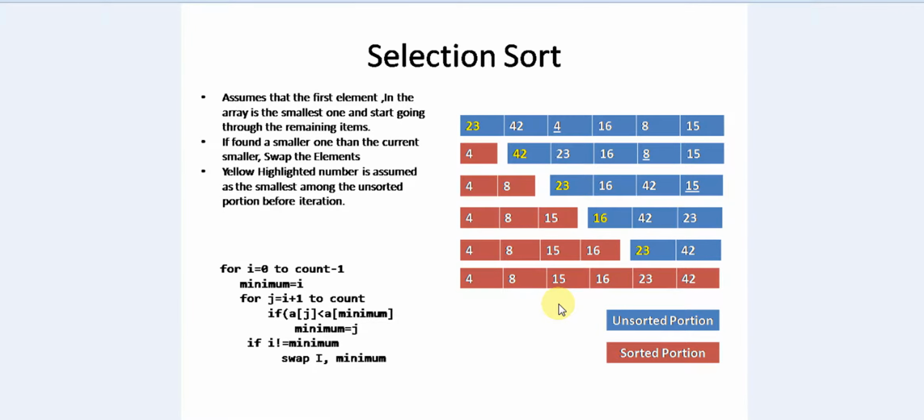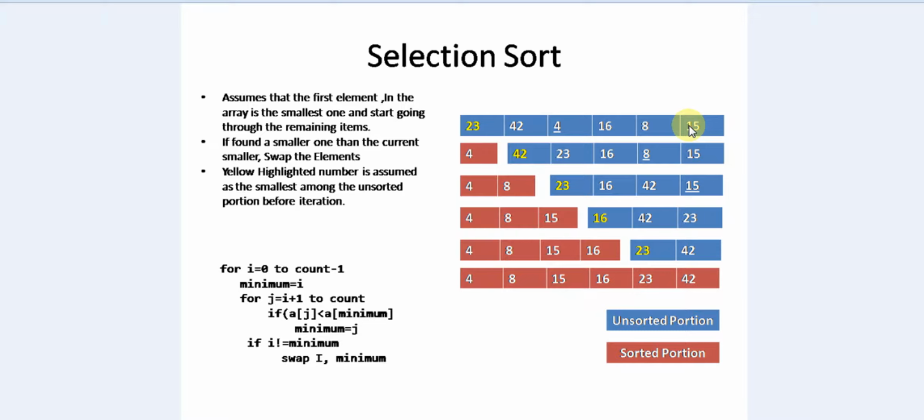Hey everyone, today I'm going to explain the selection sort. So you can see on the screen, I have an array which is not sorted, and the elements are 23, 42, 4, 16, 8 and 15.